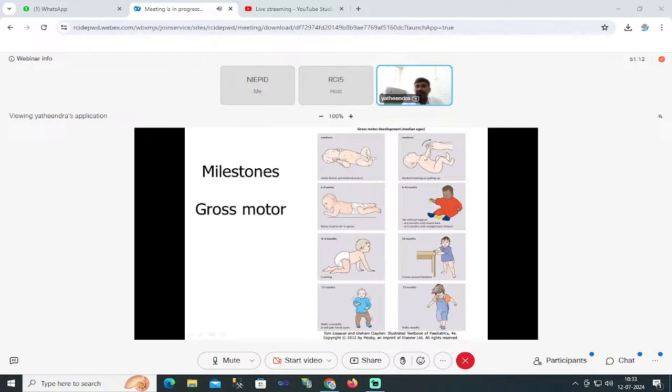If head lag is there, can you see this? If he has head control, automatically the head will be lifted from here. Otherwise, it will be a problem, and the head will drop down.